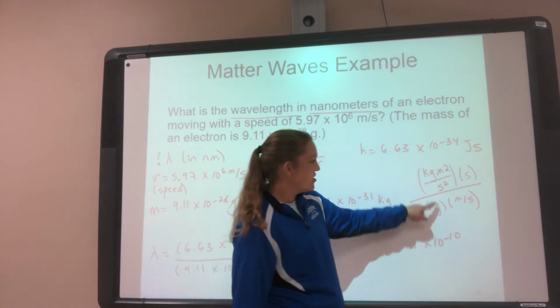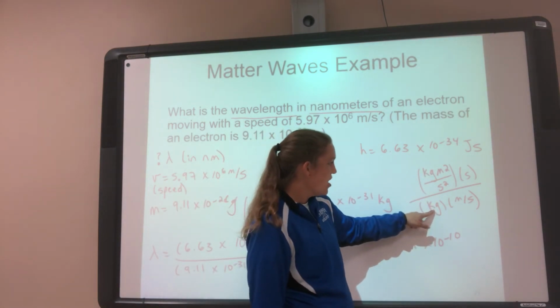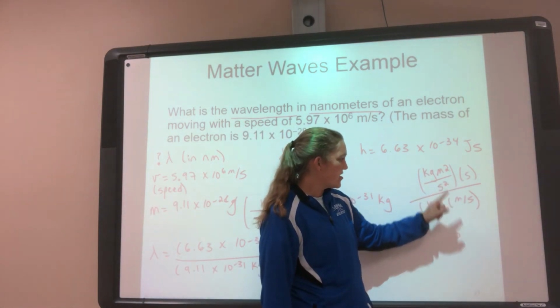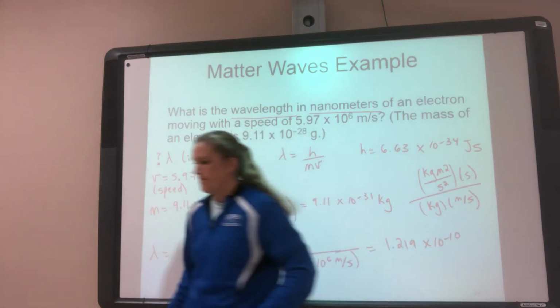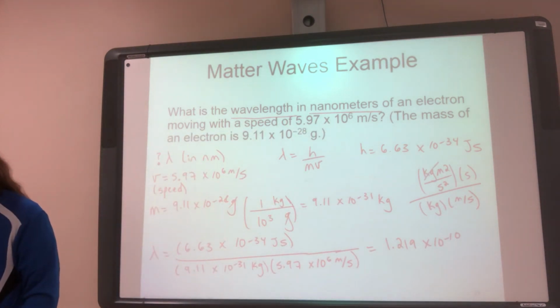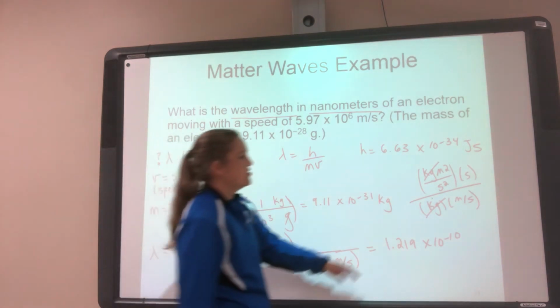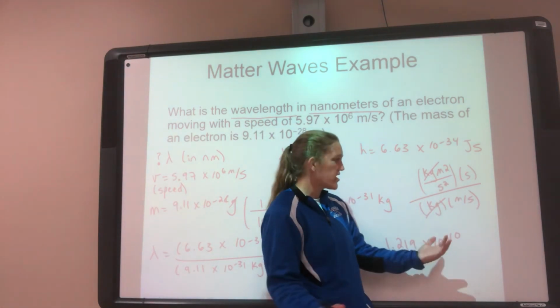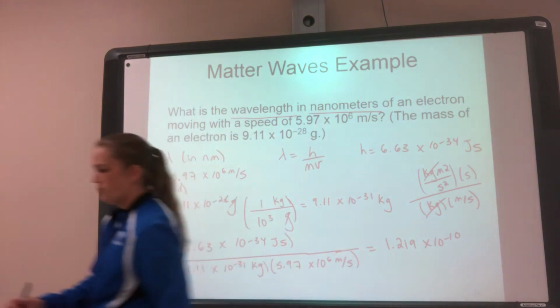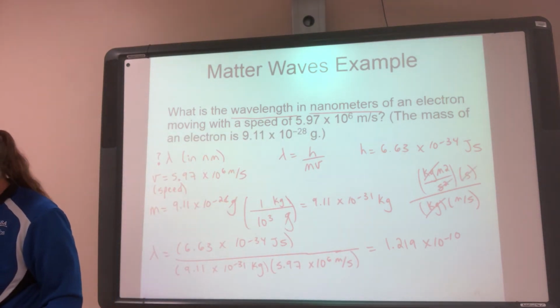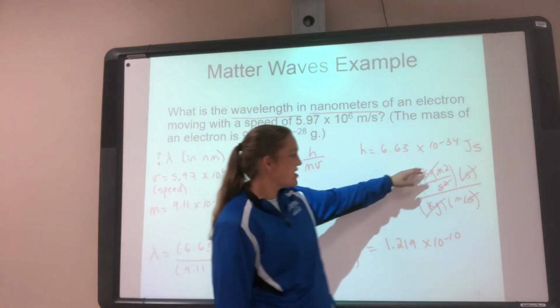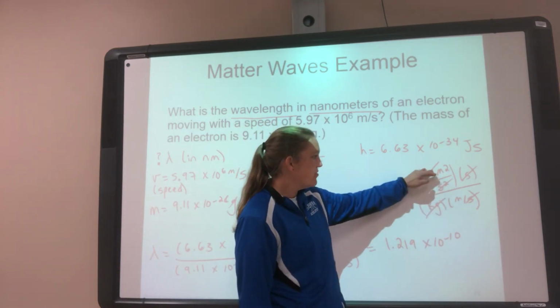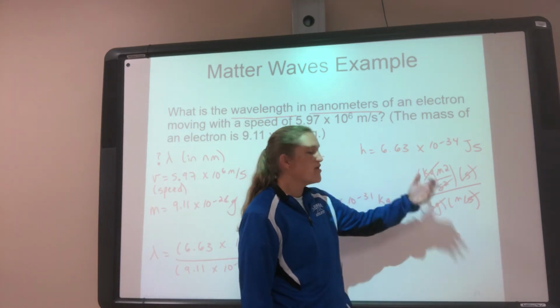Here the kilograms cancel. One of these seconds is going to cancel with this one, so it's going to be 1 over a second. Here would be 1 over a second, and here's 1 over a second, so all the seconds end up canceling. Then you have a meter squared on top and a meter on the bottom. When the meter squared on top cancels with the meter, all you have left is a meter.